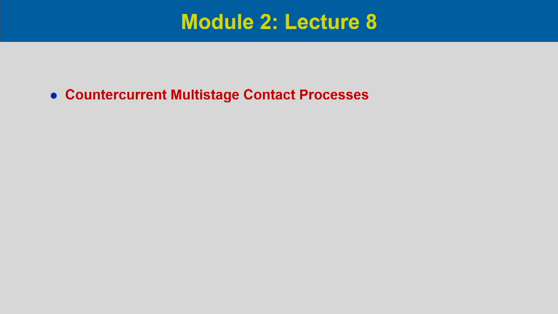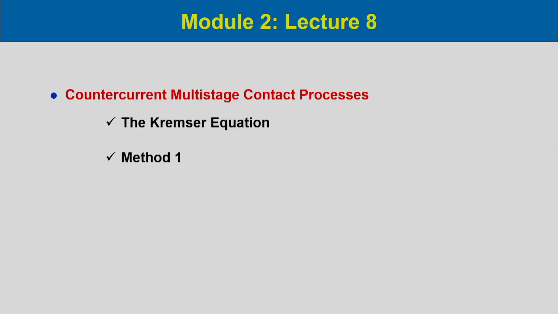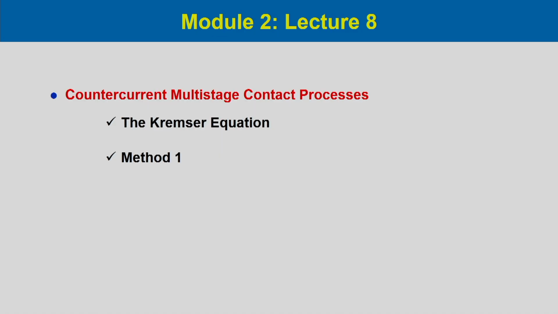So, in this lecture we will consider counter current multi-stage contact process, and we will try to see how to calculate the number of stages using the analytical equations, and one of them is the Kremser equation. We will discuss two different methods of how to develop the Kremser equations and to find out the number of stages in an equilibrium separation process or equilibrium contactors.